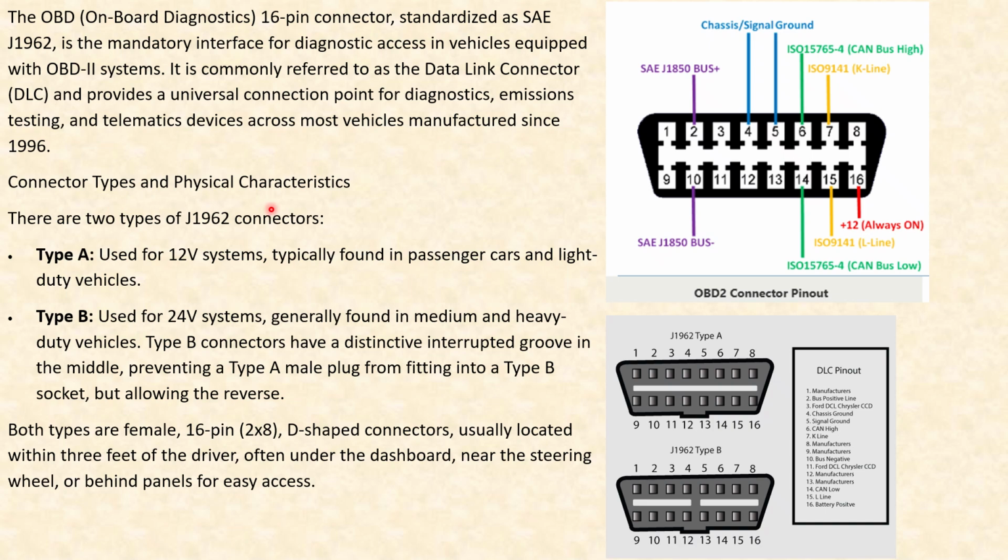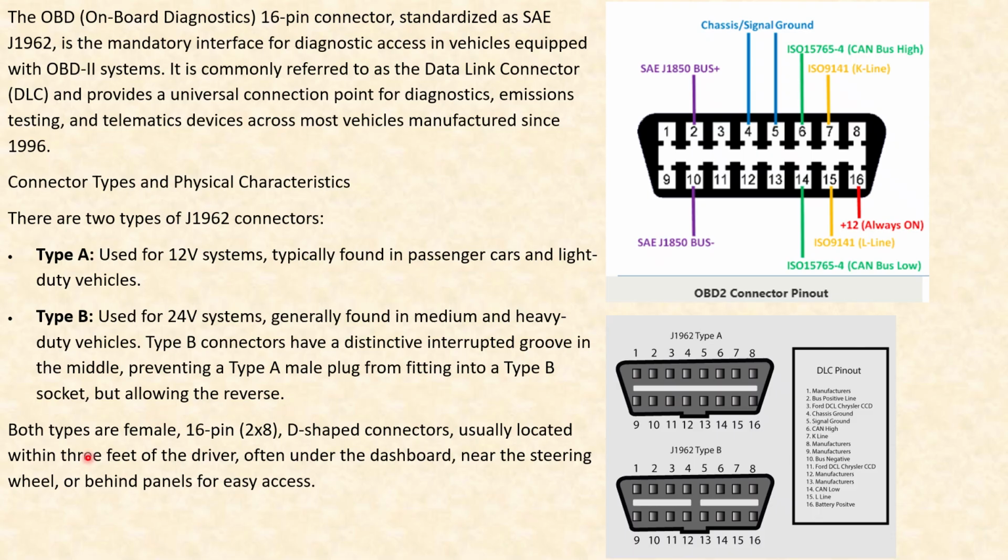Now, connector types and physical connectors. There are two types of J1962 connectors. Type A is used for 12V systems, typically found in passenger cars and light duty vehicles. Type B is used for 24 volt systems, generally found in medium and heavy duty vehicles. The type B connectors have a distinctive interrupted groove in the middle. So this is how you differentiate type A and type B. The interrupted groove in the middle prevents a type A male plug from fitting into a type B socket, but allows the reverse.